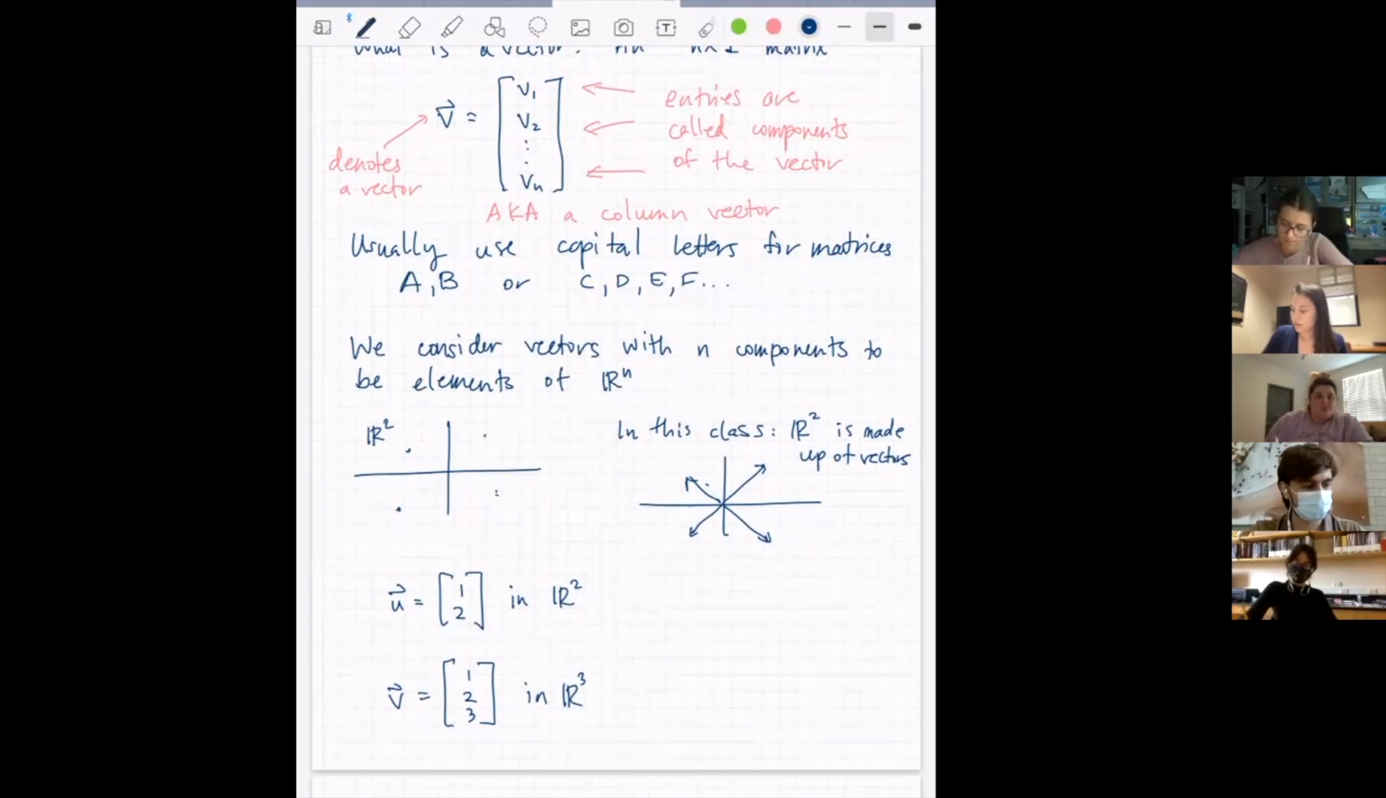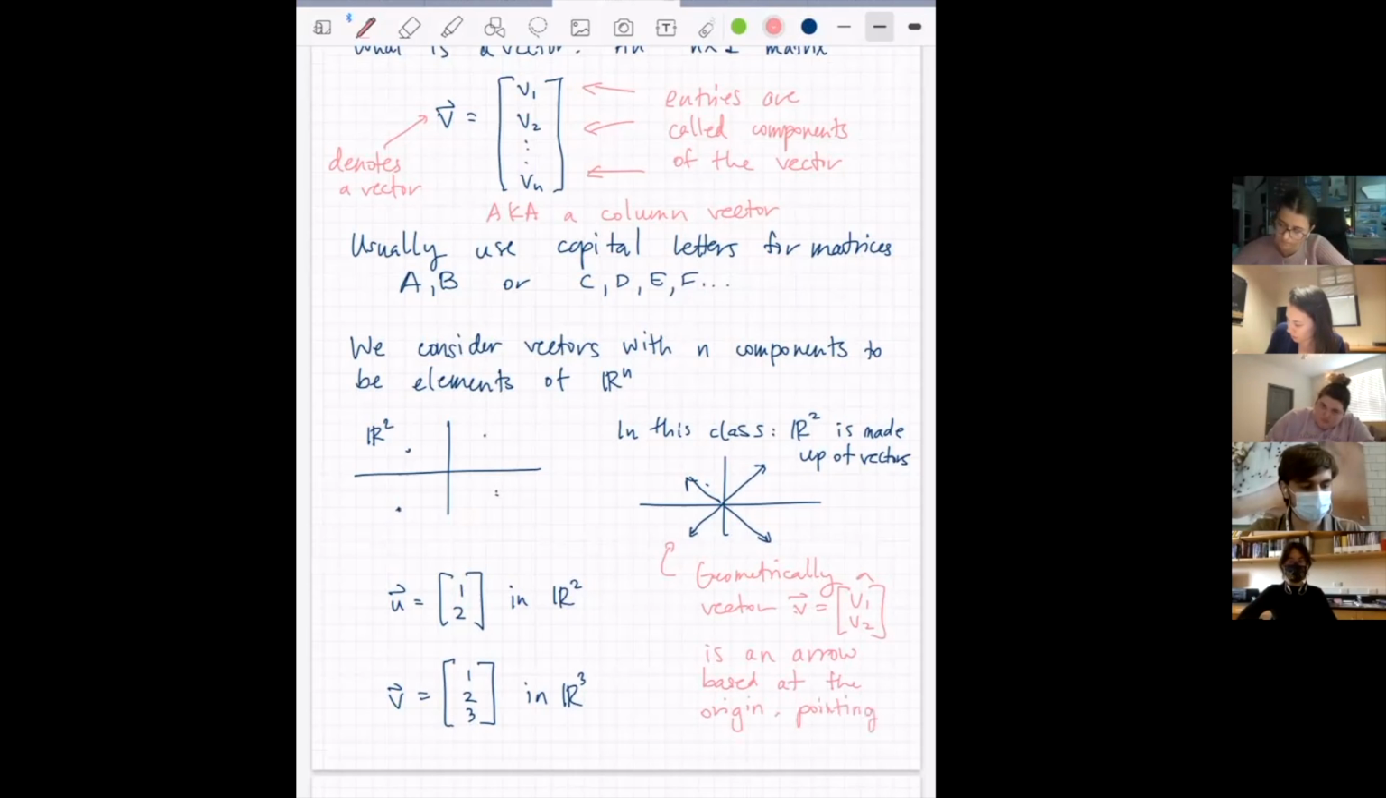And just to be clear about this, geometrically, considering this picture right here, a vector v that has components, say v1 and v2 in R2, you can think of this as an arrow based at the origin and pointing to the point that would be v1, v2, right? Okay.